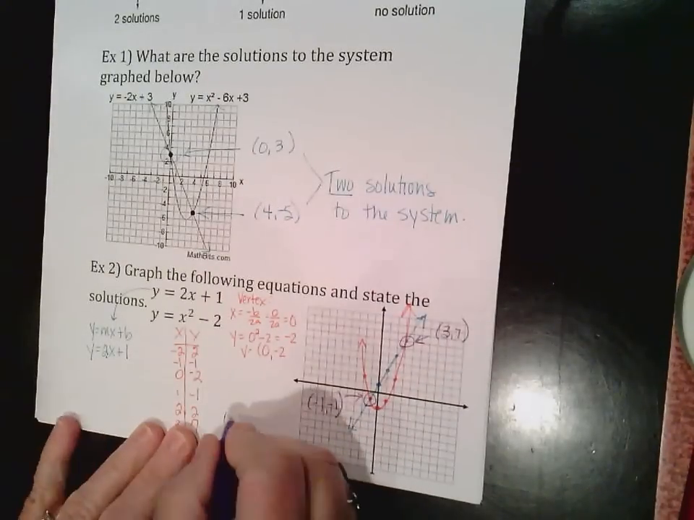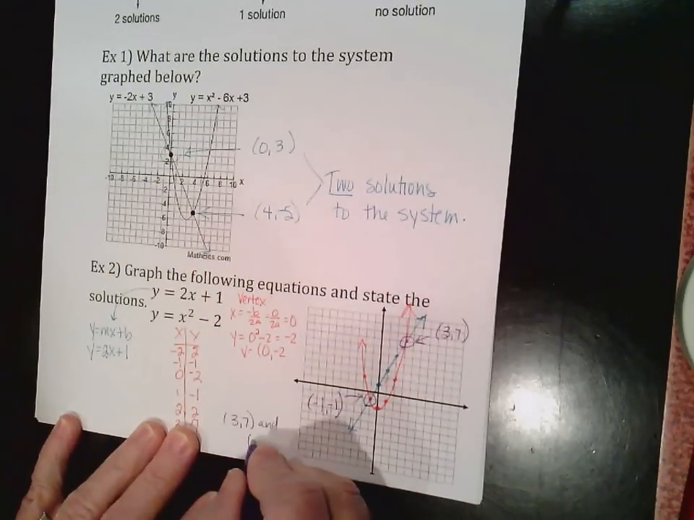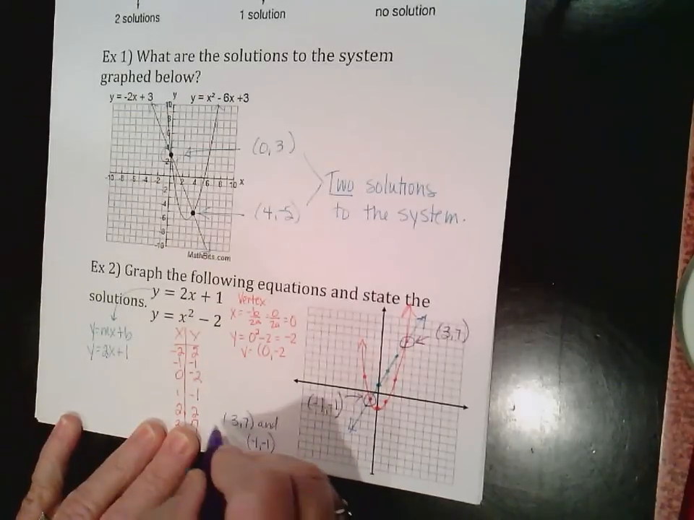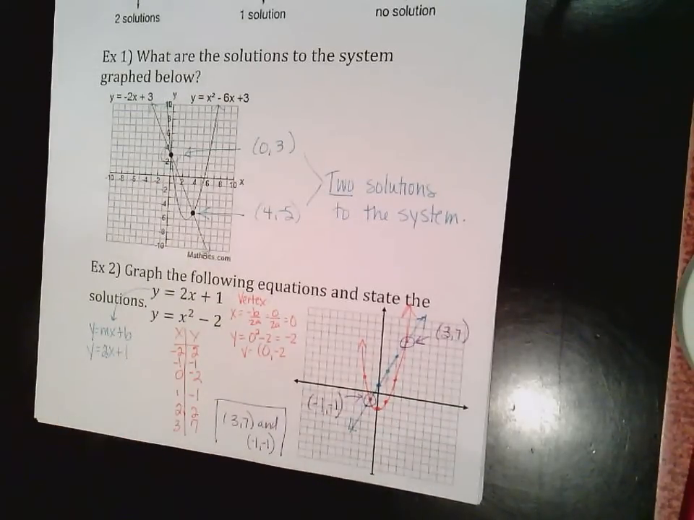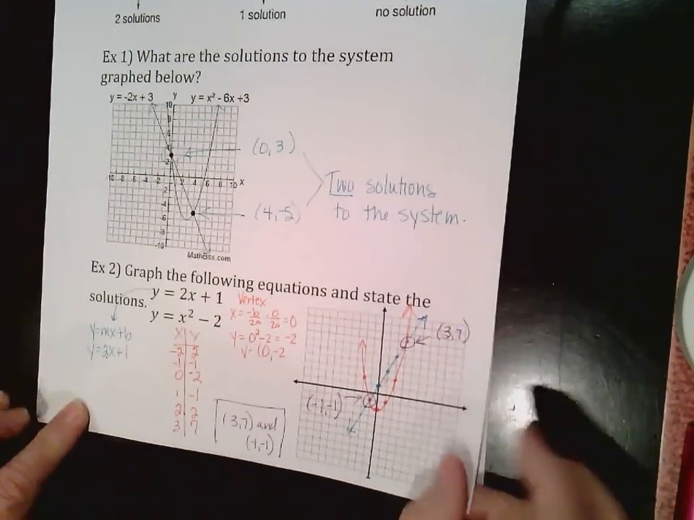I just love them. 3, 7. And the other solution is negative 1, negative 1. Okay, so the 2 points on the graph where they meet is the solution to the system. So that's one way that we can do it, is by looking at the graphs.